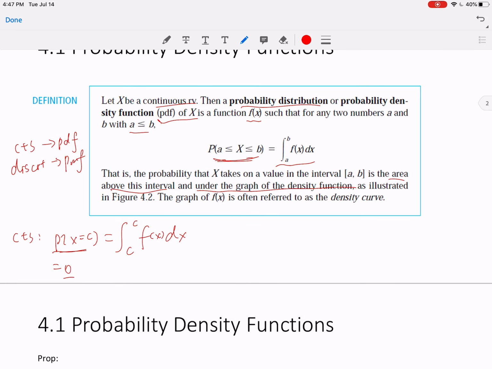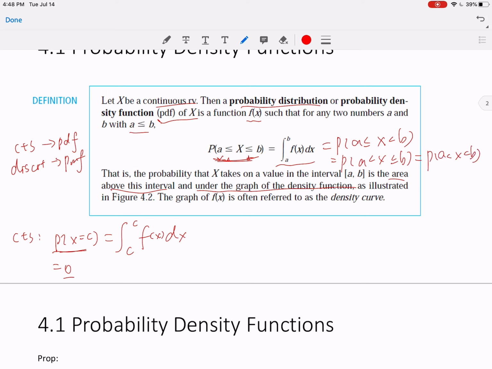So this thing here, which means we don't have to worry about the boundary points over here. In other words, we don't have to worry about if we have an equal sign over here or not, because the probability of a single point is equal to 0. So this would be equal to the probability of x is greater than or equal to a, less than b, and this is equal to the probability of x is greater than a, less than or equal to b. And this is also equal to the probability that x is greater than a, less than b.